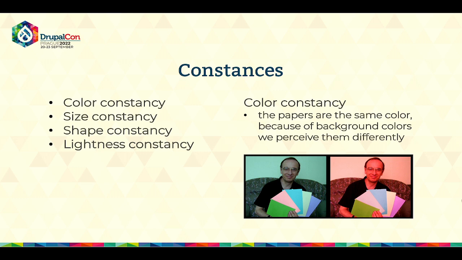So the color constancy is something where our brain tries to understand what the colors should be like. In the two pictures there, the papers the person is holding in his hand are of the same color in the bitmap image. But because the background is a different shade, our brain tends to see those pixels differently. So the color values of the colored papers are the same, but most of us see them differently.